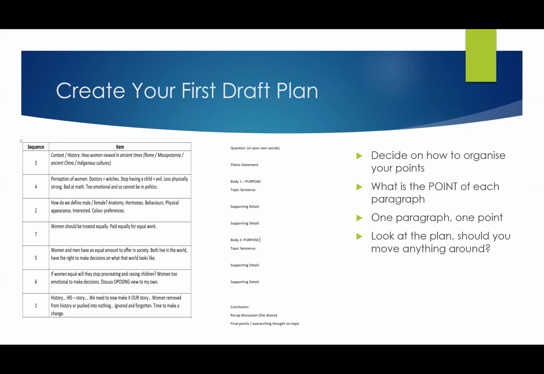Okay, so just to summarize, you can see here this is exactly what you have in front of you. Here is a copy of my plan, and I'm going to have my research helper in as well. So just a quick overview of what we've already discussed: decide on how to organize your points. What should come first, second, and third? What is the point of each paragraph? What main idea? One paragraph, one point. And look at your plan. Is there anything that you should move around? Do you think maybe body 2 should be body 3, or body 3 should be body 4?